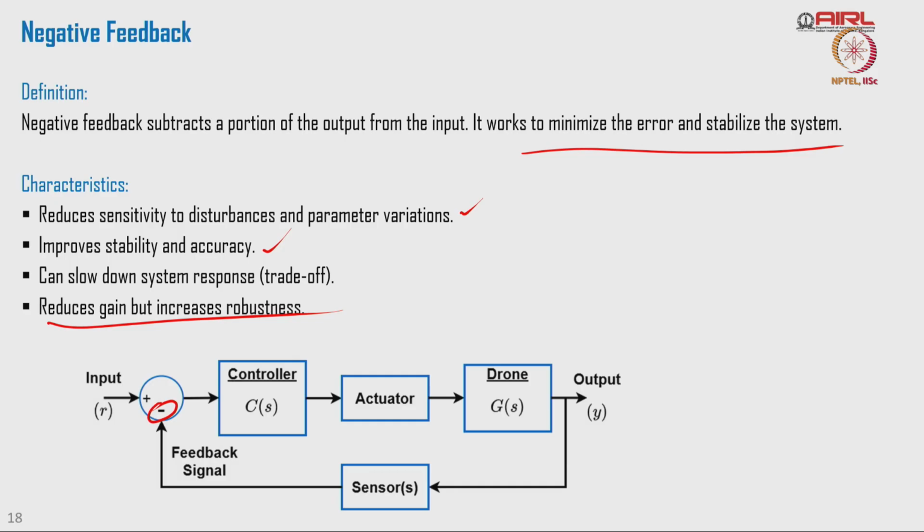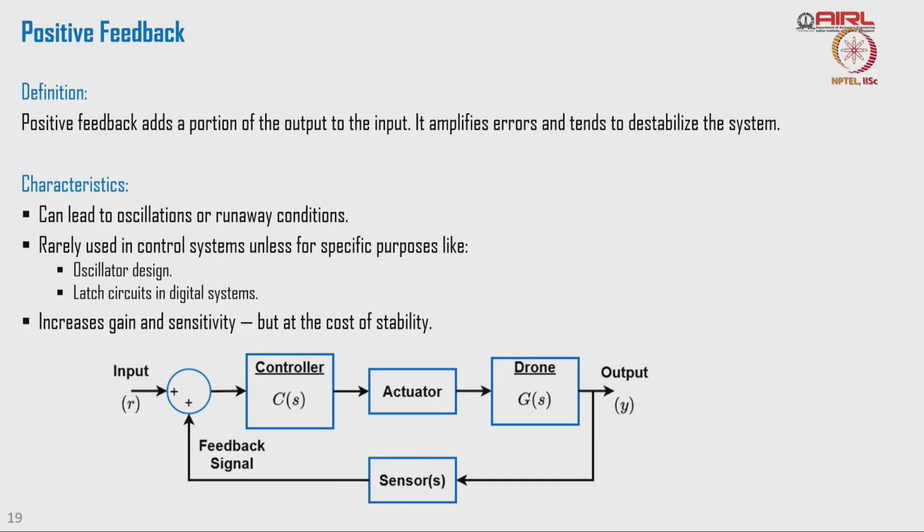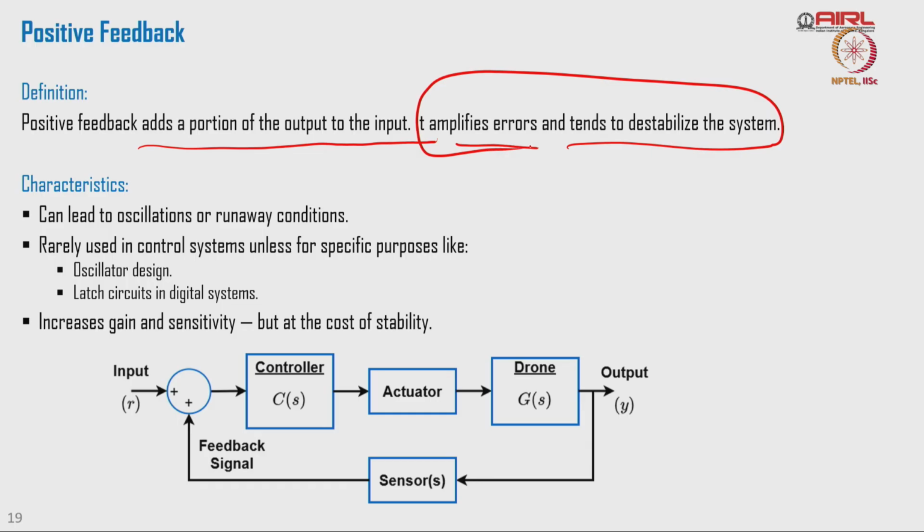Okay. There is another concept called positive feedback. Here, positive feedback does not subtract, but adds a portion of the output to the input. Sometimes it amplifies the errors and tends to destabilize the system. Okay. Why do we need positive feedback then? There are some utilities in a very application-specific way, because it can increase the gain and sensitivity, but at the cost of stability. So, it depends on what kind of application we are looking for.